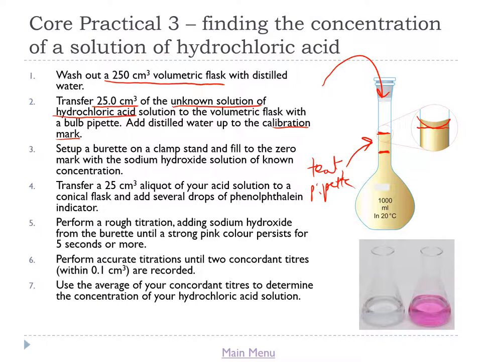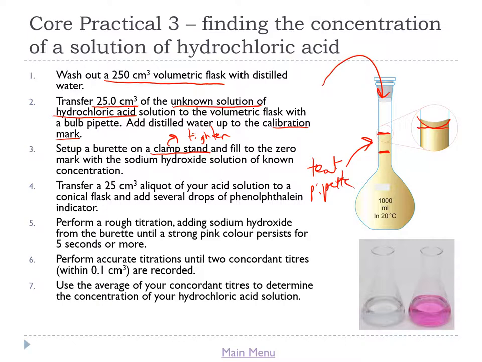Next, we're going to set up a burette on a clamp stand. When you clamp a burette in place, don't clamp the burette too tightly because you'll crack it. And the other thing is, any time you're using a clamp stand, make sure you just tighten everything up, because often the stand is wobbly, the individual clamps can be wobbly. Just screw them in place so that everything's nice and tight and won't wobble, which could interfere with how well you can do the experiment.